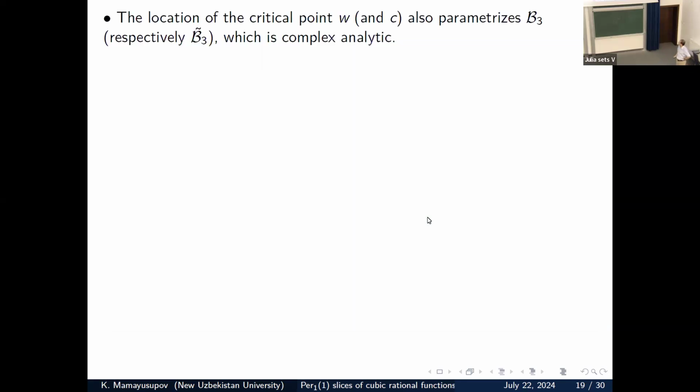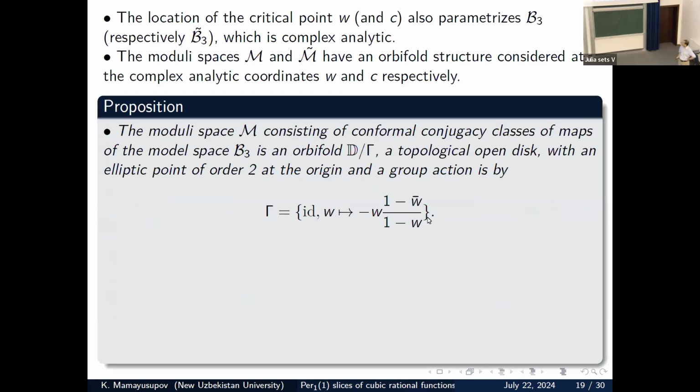Now, since you have a choice, it creates some moduli space, yeah? So now I was able to find the group action here. So the set of conjugacy classes has an orbifold structure, and the origin is an elliptic point of order 2, and I was able to find this group action explicitly. So if you have critical points related by this, then they are in the same conformal class.